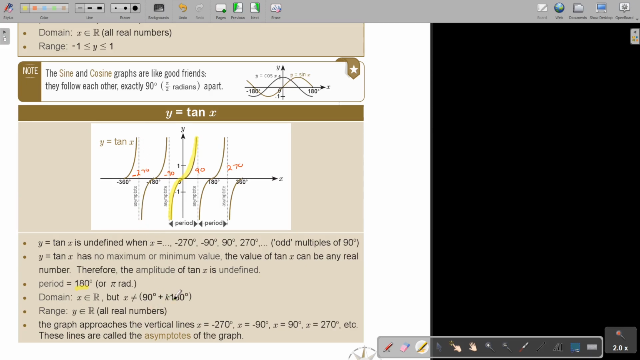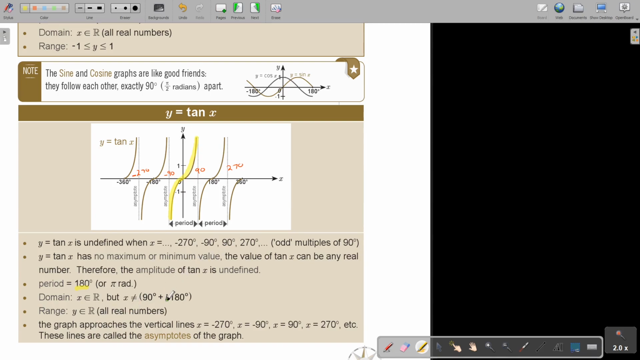So 90 plus k times 180, and that k can now be any number. It's 1 or 2 or 3. So just take note, k times 180. The range is y is an element of the real numbers, so it can be any number of y. Do you see that?